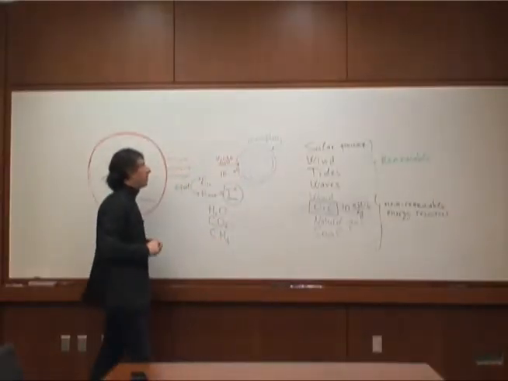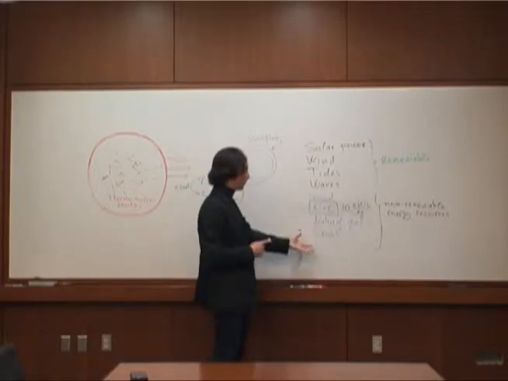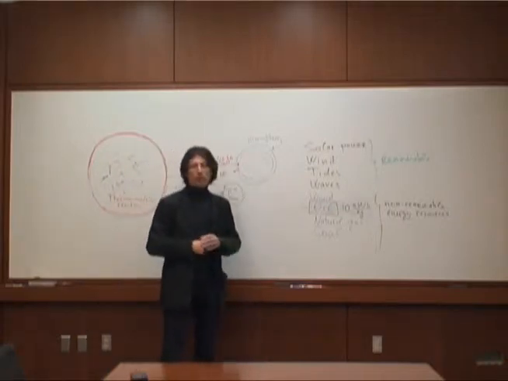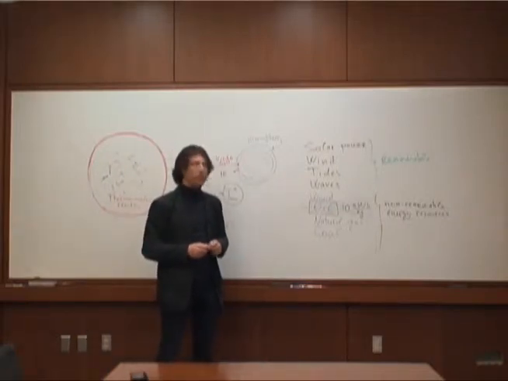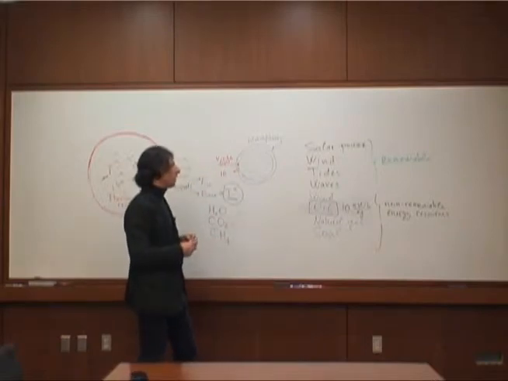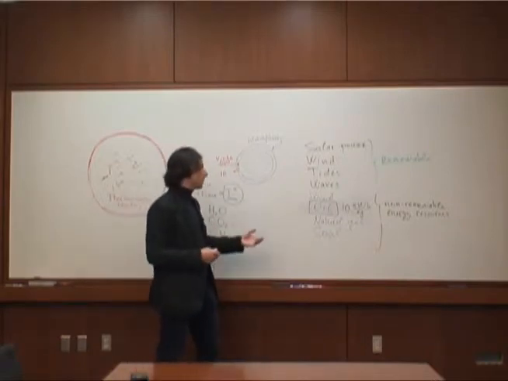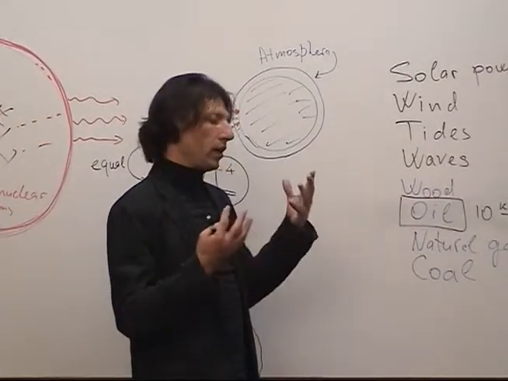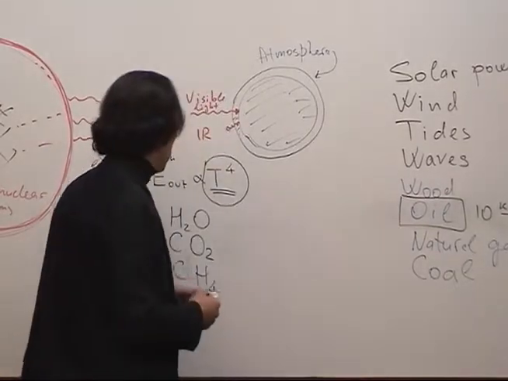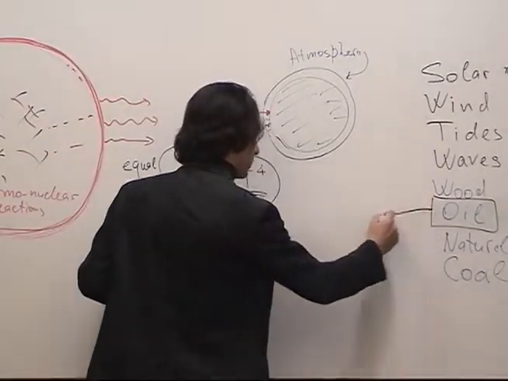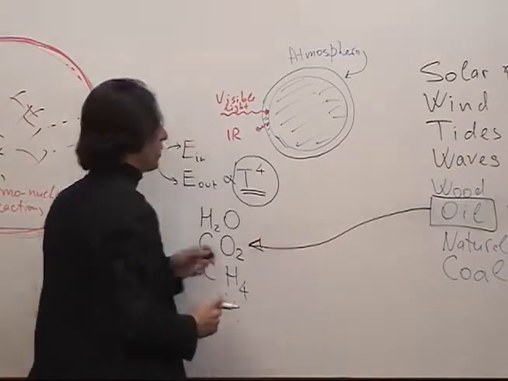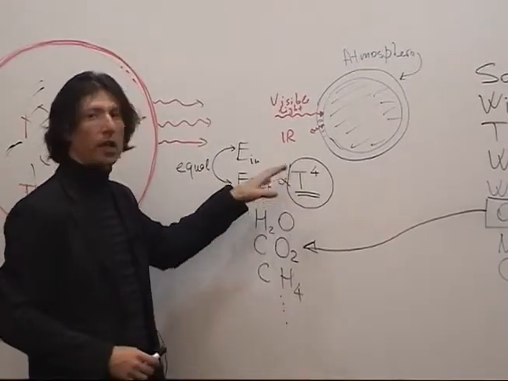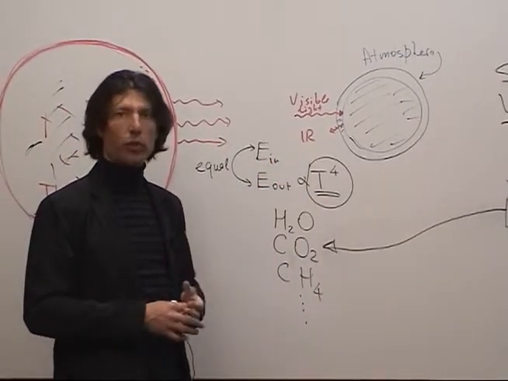The bad thing about using non-renewable energy from fossil fuels is twofold. First, one can exhaust these resources in a finite time. And second, when we use chemical reactions to oxidize carbon in wood, oil, natural gas, or coal, the side product is carbon dioxide, which can affect the transparency of the atmosphere and change the energy balance, hence changing the global temperature.